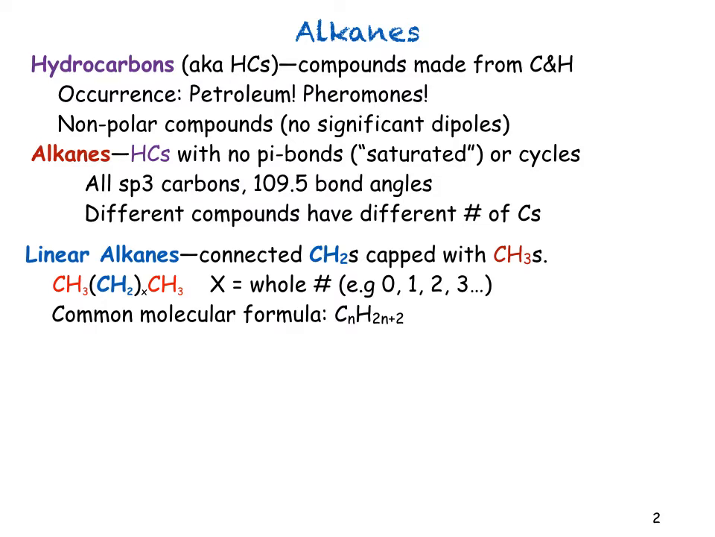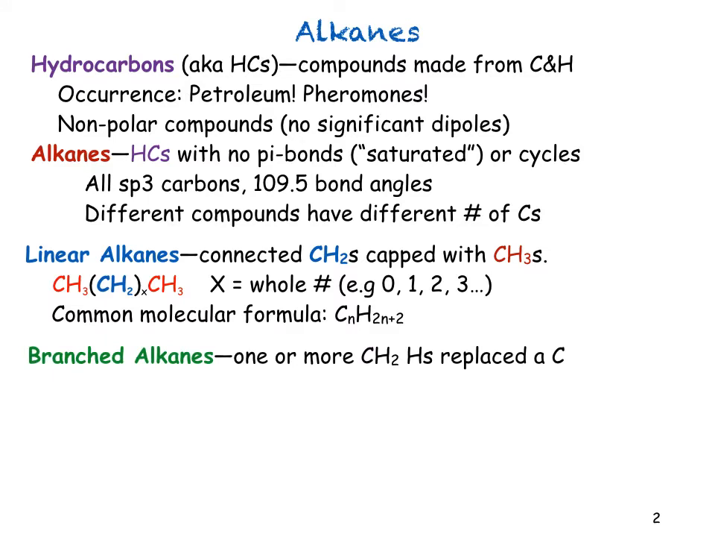And the common molecular formula is CnH2n+2, where n is the number of carbons that the molecule has. This should make sense to you because you have a bunch of CH2s connected together, but then the ends are capped with 1 hydrogen each. So you have CH3s as shown up above, so it's 2n+2. So linear alkanes are compounds where you have a line of carbons essentially, and this is how we define linear alkanes.